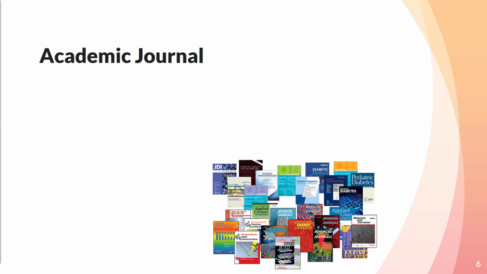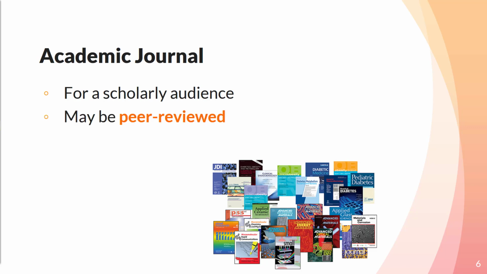Many articles are written specifically to report on the results of an individual's or team's research, while others might be looking at many research studies that have been conducted, and is reporting on what new things we can learn by taking all of these studies into account. These are for an academic or scholarly audience, like other researchers or professors. Many academic journals use a process called peer review, which we'll learn about in a moment.